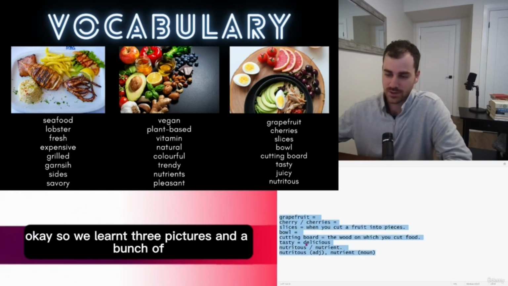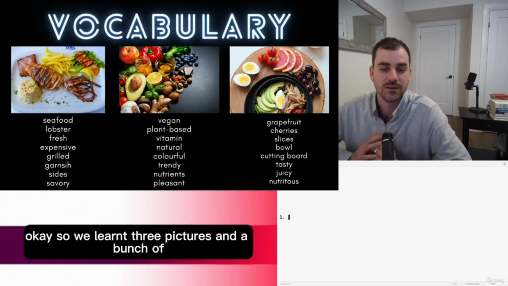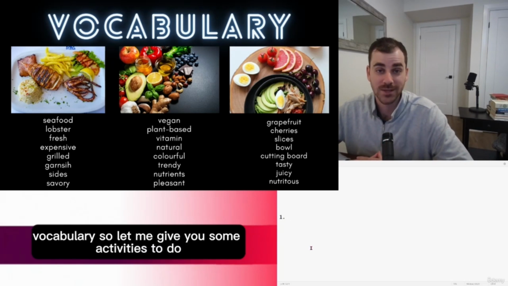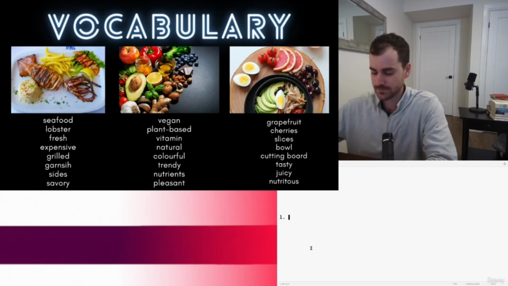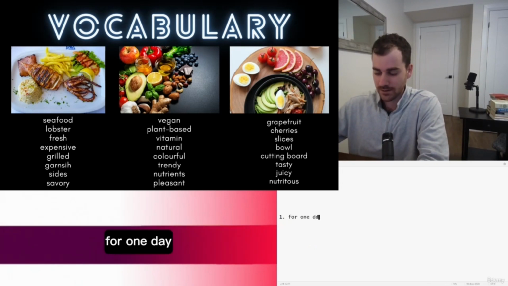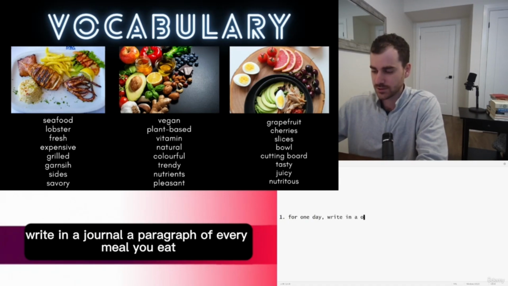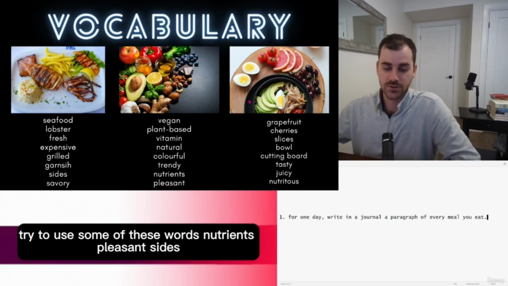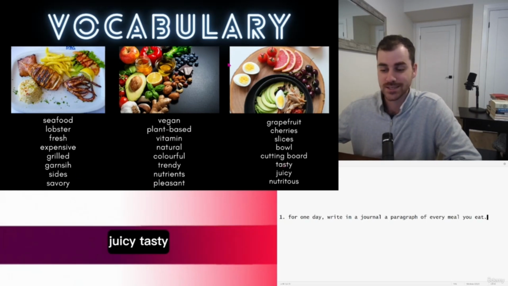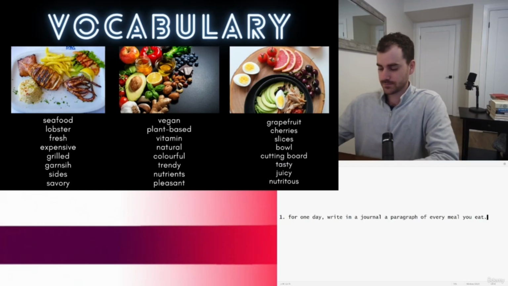Okay, so we learned 3 pictures and a bunch of vocabulary. So let me give you some activities to do so you can practice. For one day, write in a journal a paragraph of every meal you eat. Okay? Try to use some of these words: nutrients, pleasant, sides, juicy, tasty. Try to use those words.